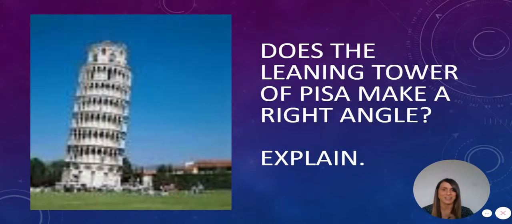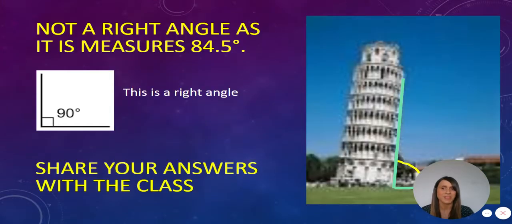So the Leaning Tower of Pisa, check out this picture. My question is, does the Leaning Tower of Pisa make a right angle? So please pause and explain your thinking to someone next to you. So it's not a right angle. You also spotted that it's a bit less than 90 degrees. It's roughly 84.5 degrees, so slightly less. This is an example here. That picture shows a 90-degree angle. So did you share your ideas with the class and have that explanation, or did you explain it in another way?